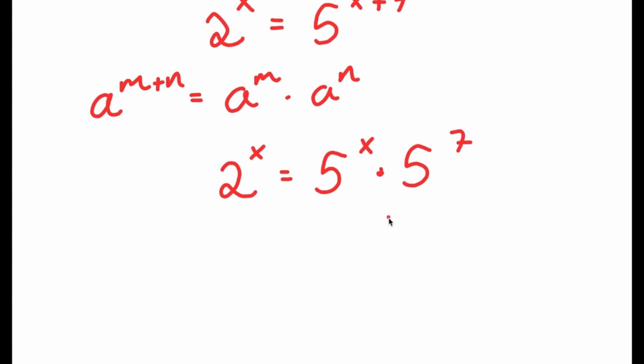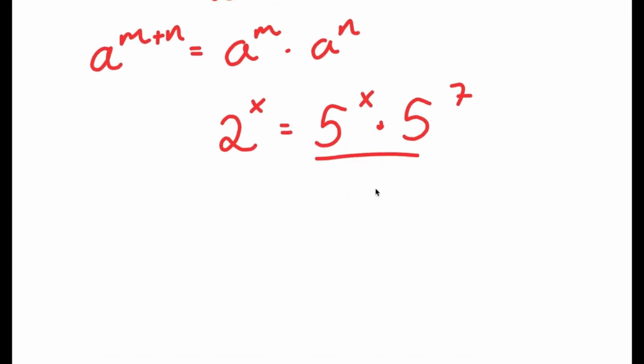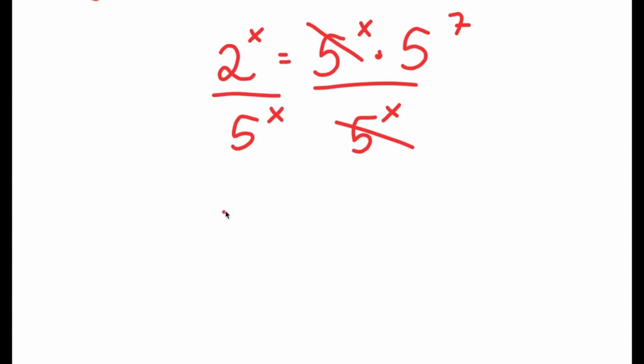And now from here, I'm going to divide both sides by 5 to the power of x. So then these two cancel out, and I get 2 to the power of x over 5 to the power of x is equal to 5 to the power of 7.